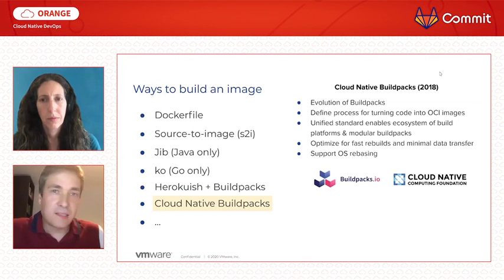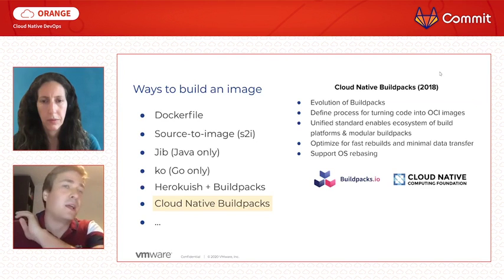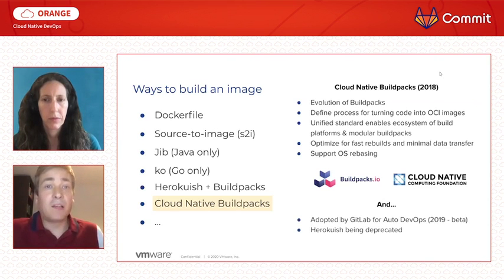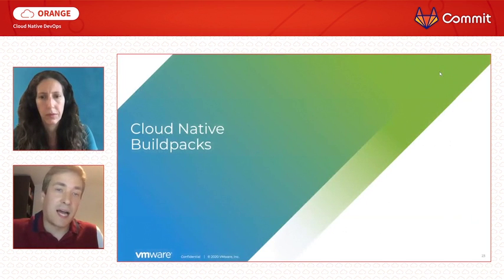So Cloud Native Buildpacks is a unified standard that enables an ecosystem of build platforms and modular Buildpacks, with the goal of taking source code and producing Docker images that can then be stored in any registry of your choice and deployed on any Docker runtime. And also, GitLab has adopted Cloud Native Buildpacks in the Auto DevOps pipelines, and Heroku-ish has been deprecated in favor of Cloud Native Buildpacks. So now, Cora will take a closer look at Cloud Native Buildpacks and how it actually works.